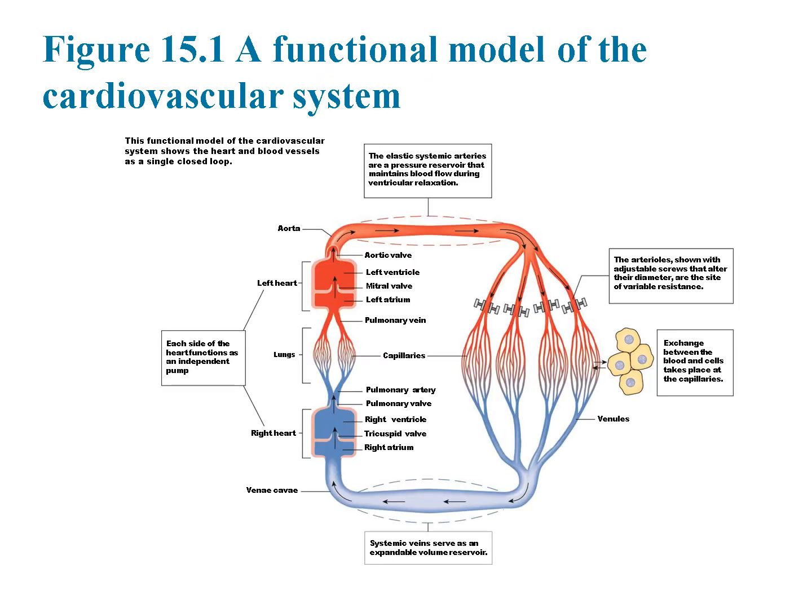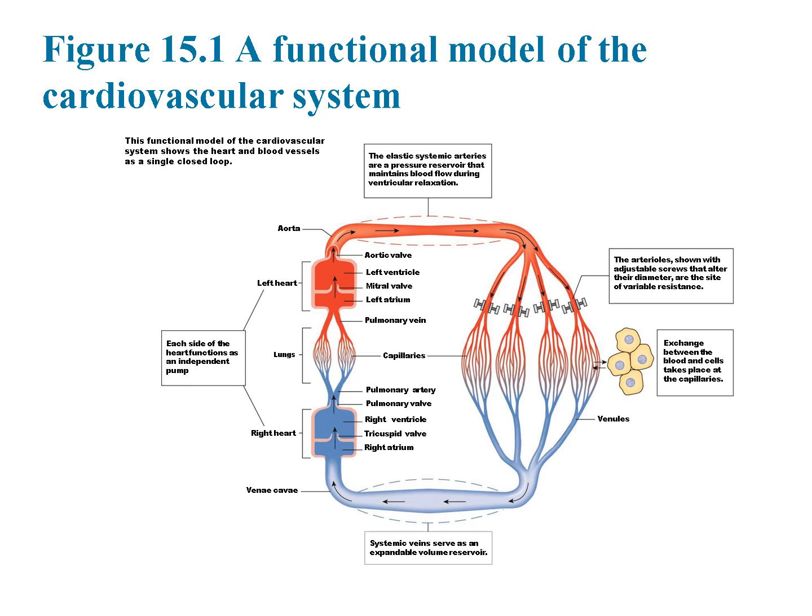The heart and blood vessels work together as a single, closed-loop system, continuously circulating blood throughout the body. Each side of the heart functions as an independent pump. The right side of the heart receives oxygen-poor blood from the body through the venae cavae and pumps it to the lungs through the pulmonary arteries. In the lungs, oxygen is absorbed and carbon dioxide is released. The oxygen-rich blood then returns to the left side of the heart through the pulmonary veins and is pumped out to the rest of the body through the aorta.